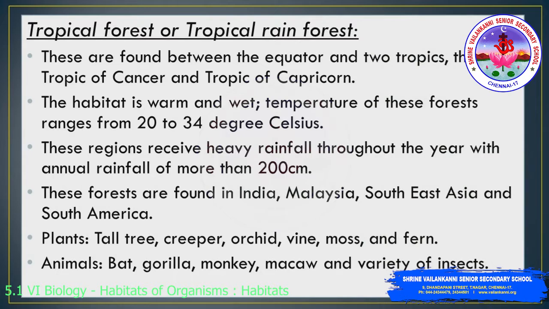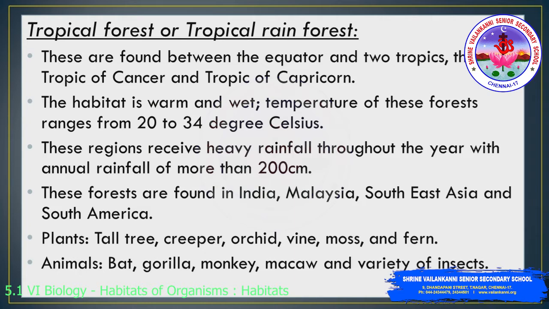The tropical forest or the tropical rainforest is found between the equator and the 2 tropics, that is the Tropic of Cancer and the Tropic of Capricorn. The habitat is warm and wet. Temperature of these forests ranges from 20 to 34 degrees Celsius. These regions receive heavy rainfall throughout the year with an annual rainfall of more than 200 centimeters. These forests are found in India, Malaysia, Southeast Asia, and South America.